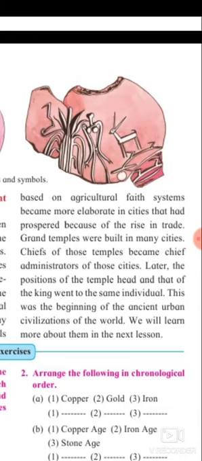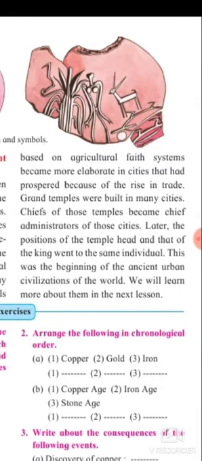Grand temples were built in cities and chiefs of those temples became chief administrators of those cities. Likewise, as in the villages, the chief administrators in the cities had all the rules and regulations, and they created rules and regulations for the people's living, and appointed administrators to promote and encourage them.